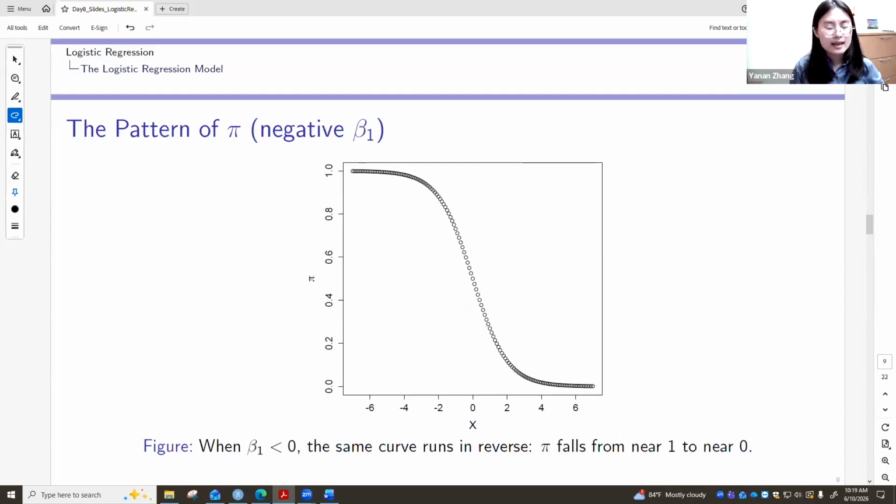And similarly, if we have a negative slope, this is the plot we got. First of all, let's check the range of estimated probability. It goes from 0 to 1. That's good. And now with x increasing, the probability is decreasing, right? And it also shows an S-shaped curve.